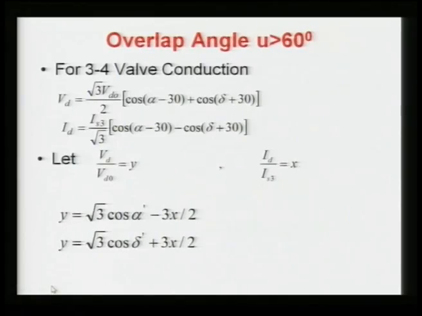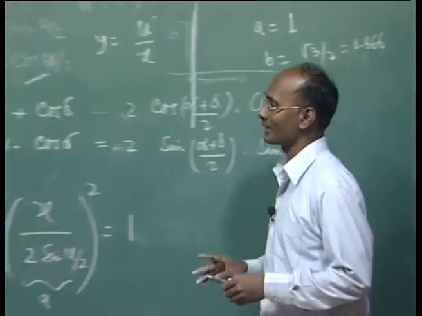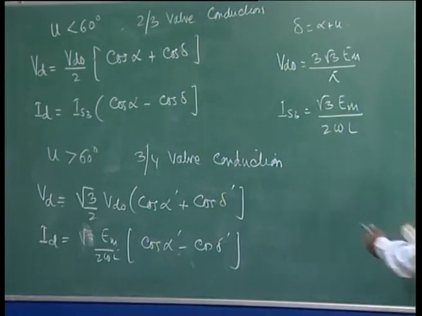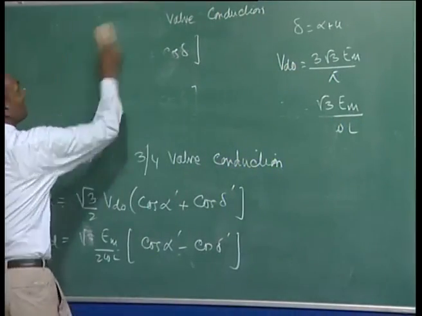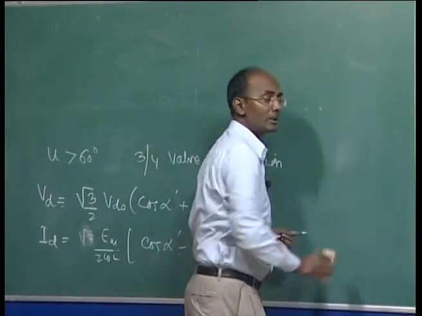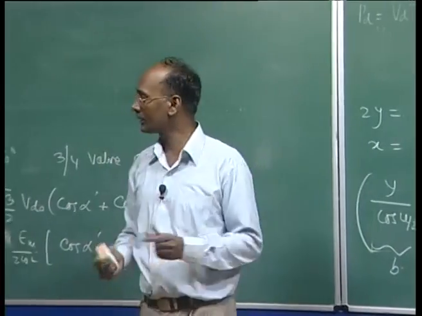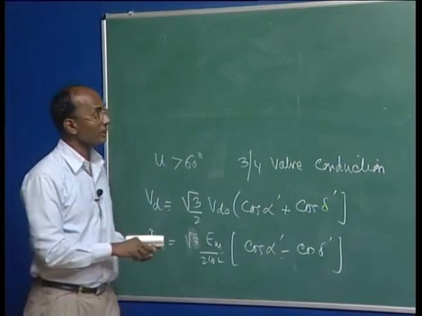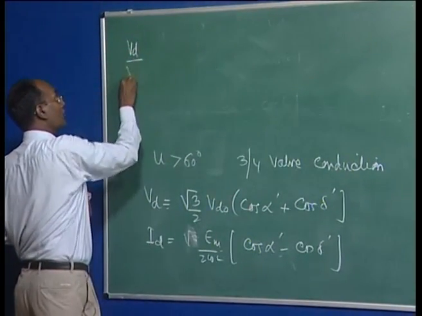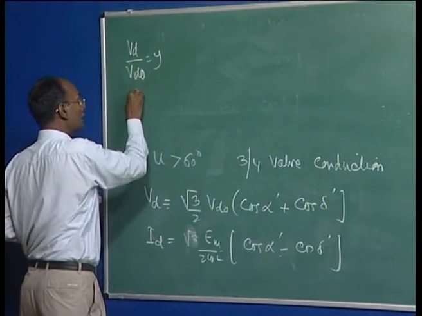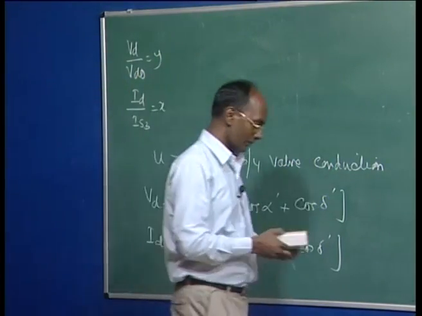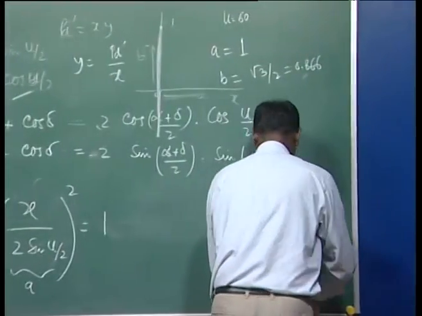Now, let us see if alpha is, we are just going for u greater than 60, and now we have the governing equations, these two equations. Now we have to see the slope and what will be the equation. Since we are drawing on the same scale, our assumption of per unit voltage and per unit current is not going to change. So, still we are assuming Vd divided by Vdo is y, and Id upon Is3 is x. With this assumption, we can write our equation here.